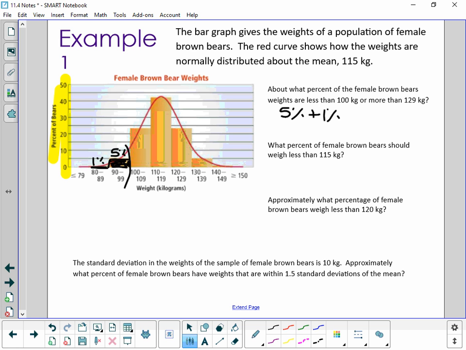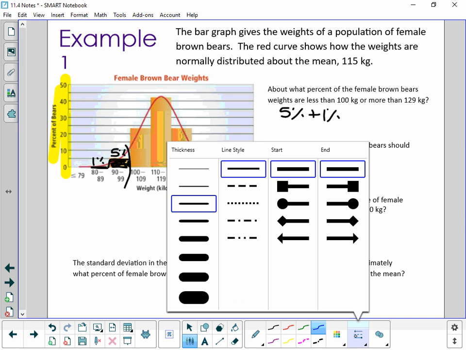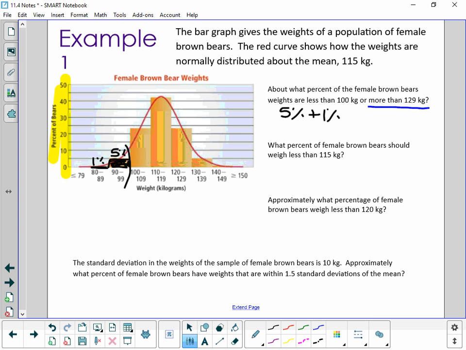But then we also want to think about the bears that are more than 129 kilograms. That would be the ones that are 130 to 139 and the ones that are 140 to 149. It looks like we have another 5% and another 1%. So altogether, about 12% of the bears are less than 100 kilograms or more than 129 kilograms.